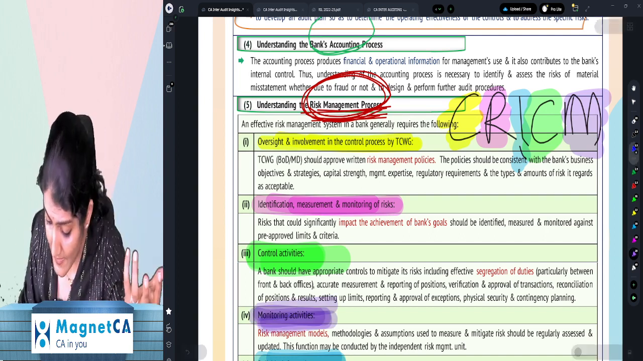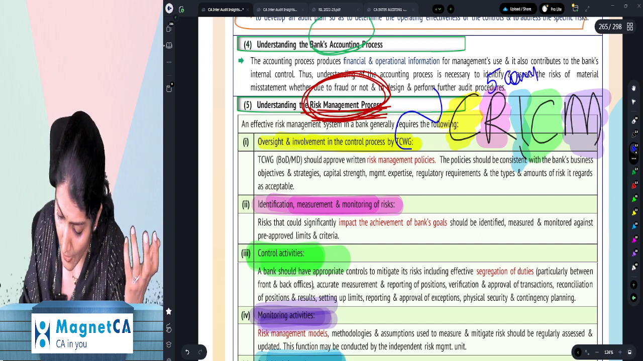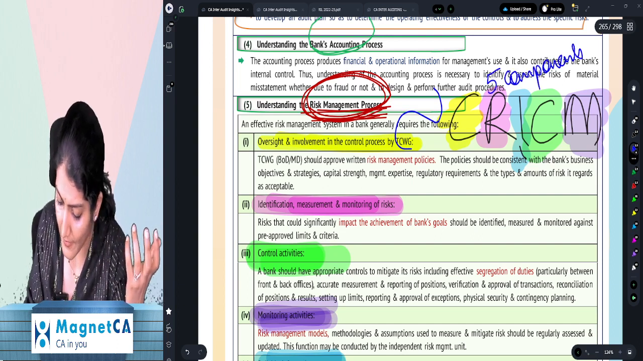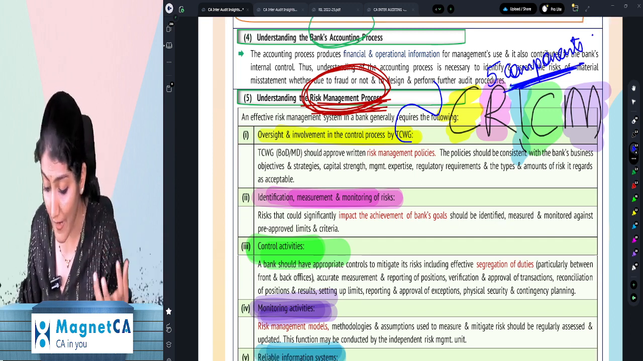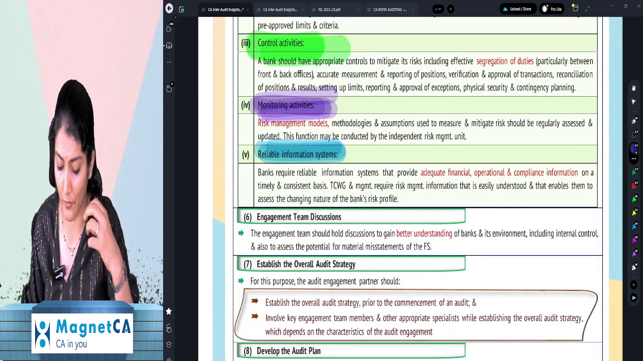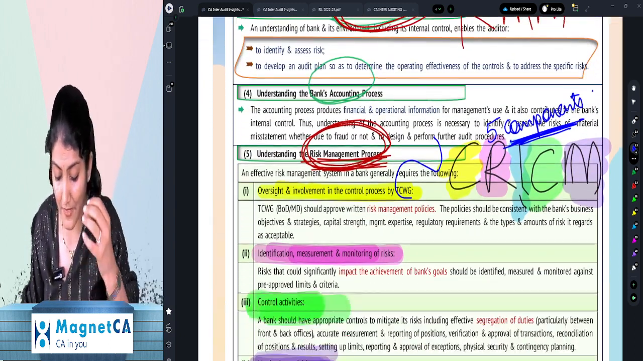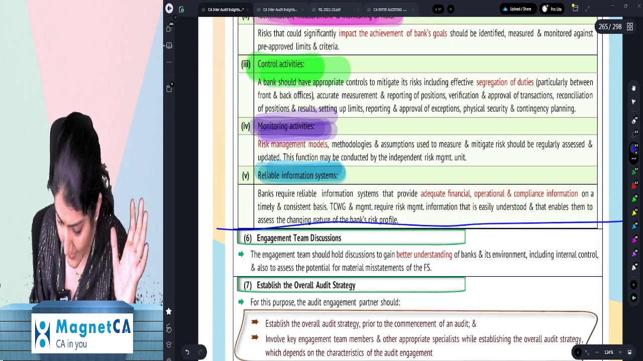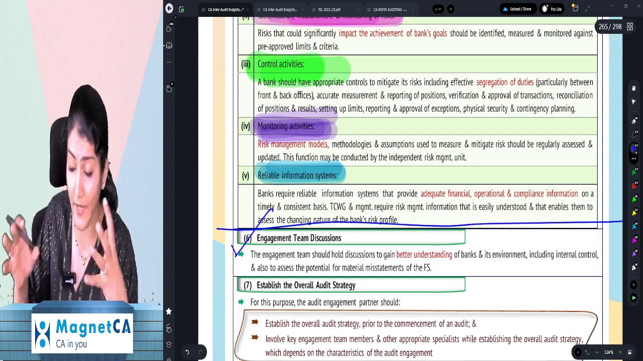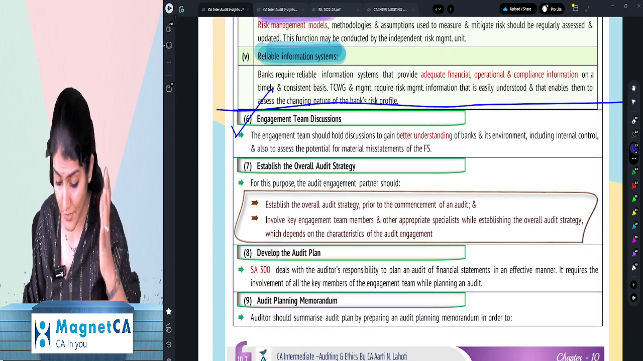So understanding the risk management process of the bank is similar to the 5 components of the internal control system, that is CRISM. It is similar to the 5 components of the internal control system. So it says you've understood the bank and its environment, understood the risk management process. Now all understanding done. So now there has to be ETD. And an engagement team discussion is at the planning stage of the audit.